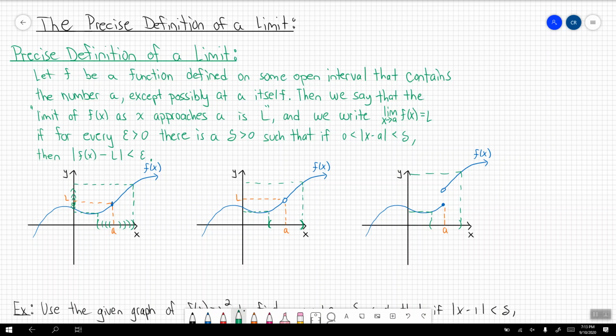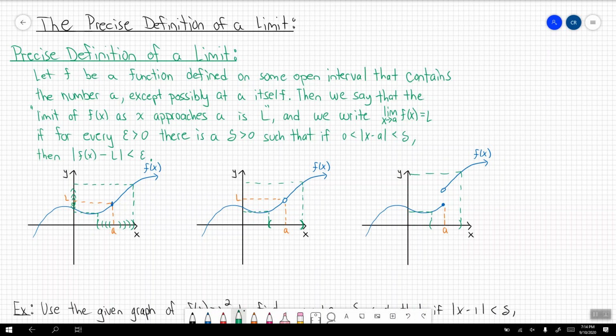So what does that mean then? Well, that means that as long as we can define some interval around a, and as long as we're able to shrink that interval small enough, then we will be able to find some sort of limit if that interval can produce it. Now, the function value for f of a does not need to exist. And that's where the second picture comes into play.